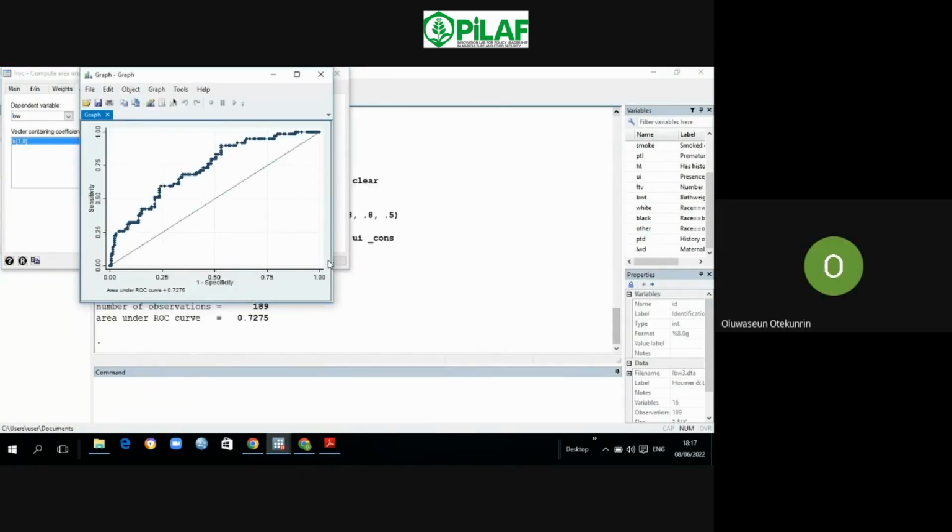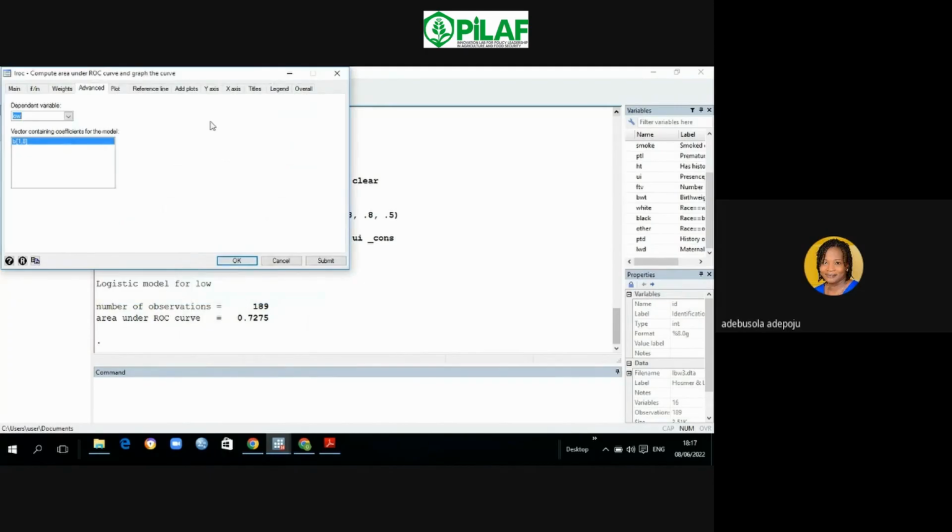If you click submit, you see the graph. The graph has come up. And what do we need? We need area. I didn't get it. It's bringing out: advanced tab, vector containing coefficient for the model must be filled in.